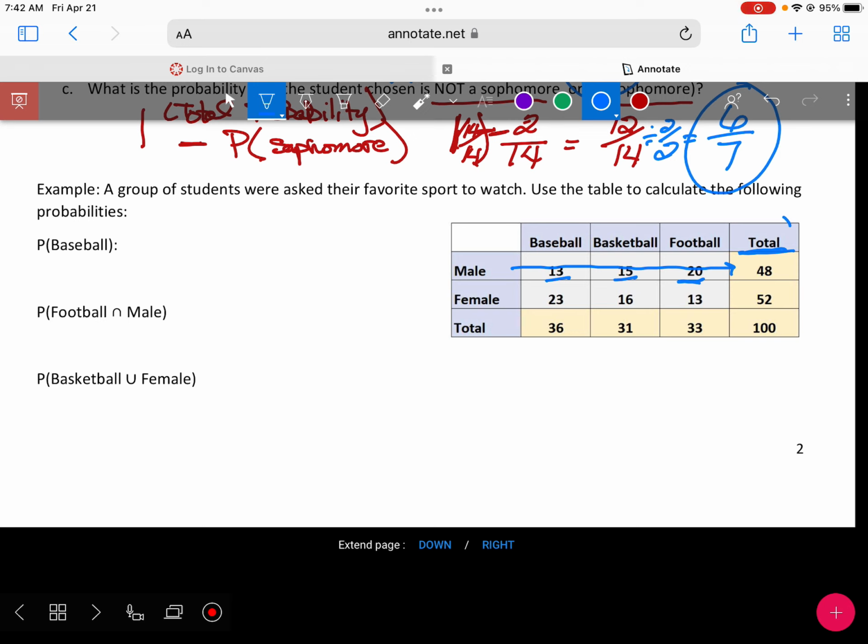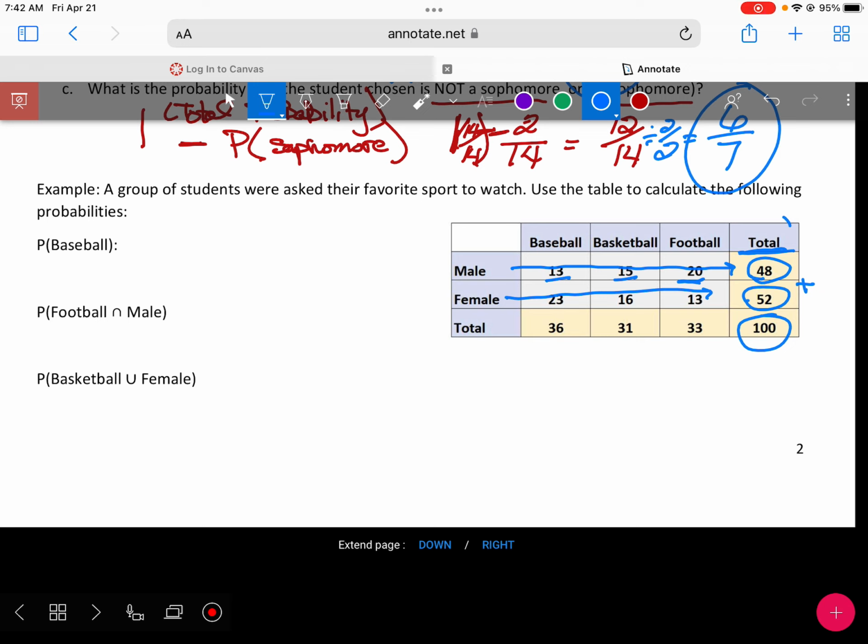The total at the end tells you how many total you have that fits that category. So I have 48 total males. I have 52 total females. And then adding those together, I have a total of 100 participants in that study.